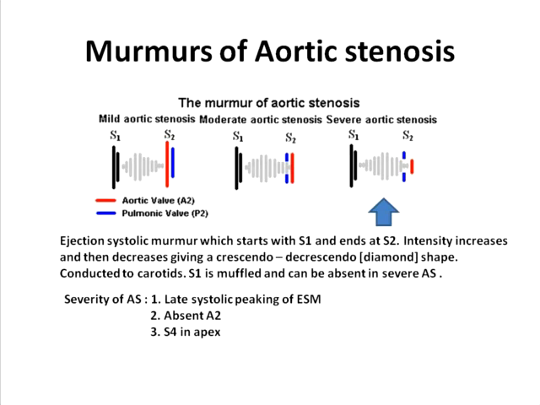The severity of AS is indicated by a late systolic peaking of the ejection systolic murmur. You can see that in mild aortic stenosis, the peak of the diamond happens before mid-systole, whereas in moderate it is around mid-systole, and in severe aortic stenosis it happens after mid-systole. The severity of aortic stenosis is also indicated by an absent A2 and presence of S4 at the apex.